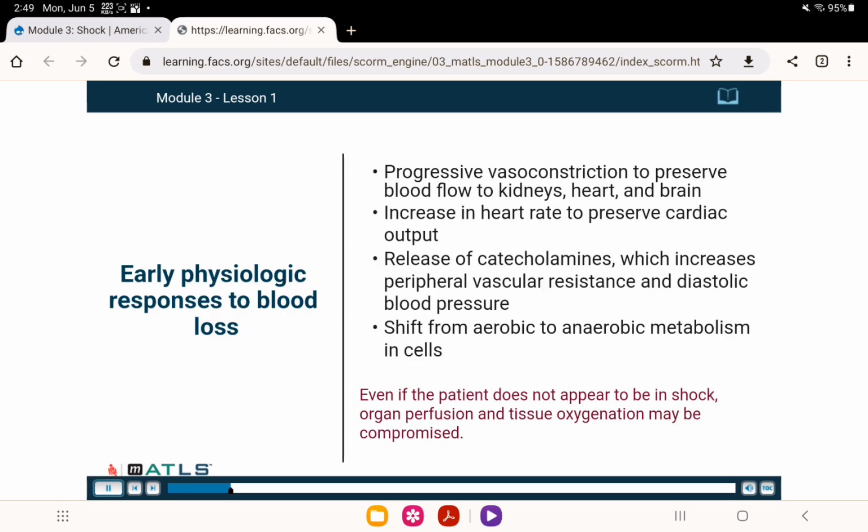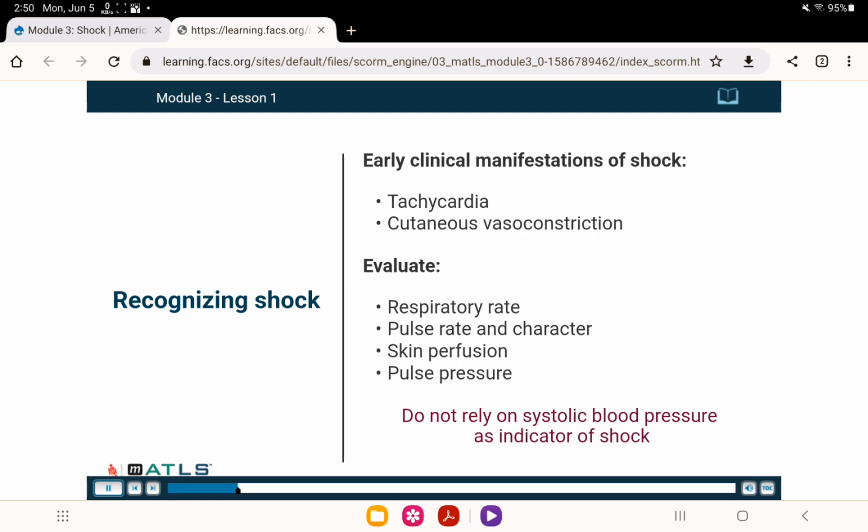Early physiologic responses to blood loss are compensatory, and these mechanisms are limited. If shock is prolonged, end organ damage and multiple organ dysfunction can result. Tachycardia may be the only early sign of this physiologic derangement. Shock is optimally recognized during the initial patient assessment. After ensuring a patent airway and adequate ventilation, carefully evaluate the patient's circulatory status for early manifestations of shock, such as tachycardia. Do not rely solely on systolic blood pressure as an indicator of shock.